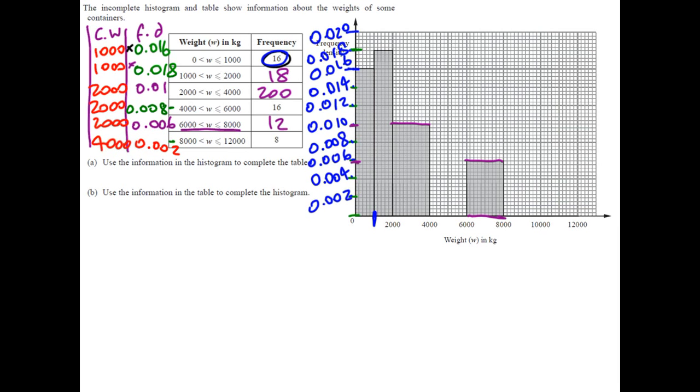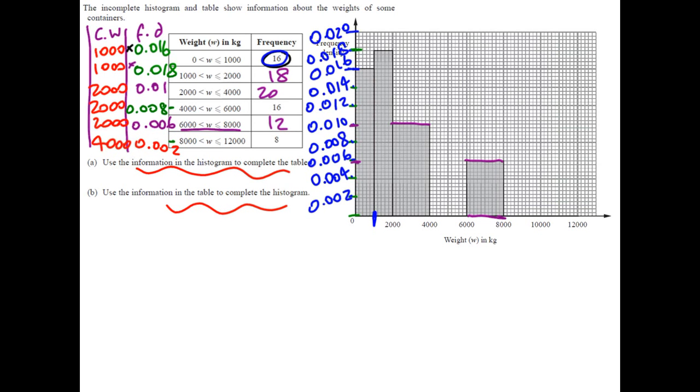12. I'm thinking that must be wrong. 0.01. 20, not 200. I thought something had gone wrong because that 200 just looked too big there. Sorry about the mistake. Right, let's get it drawn on. So it always says complete the table, complete a histogram. Okay, that's basically what you're going to have to do.